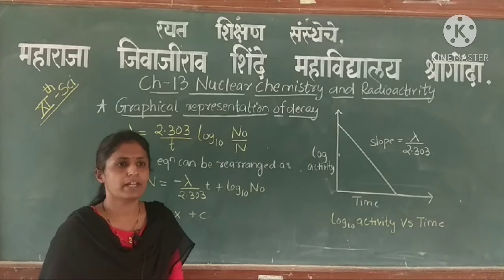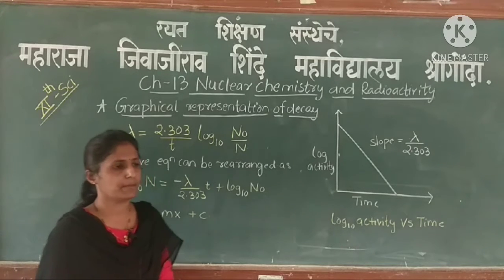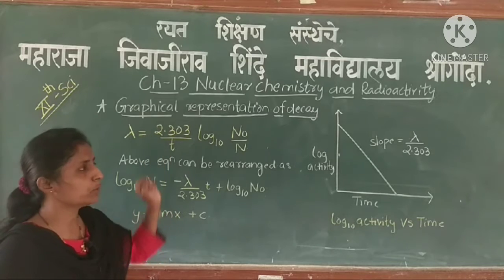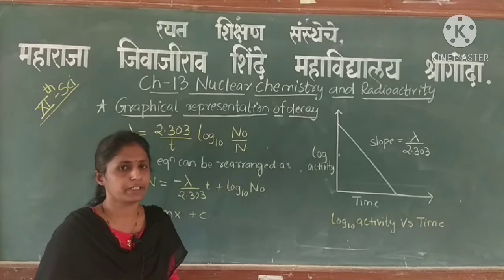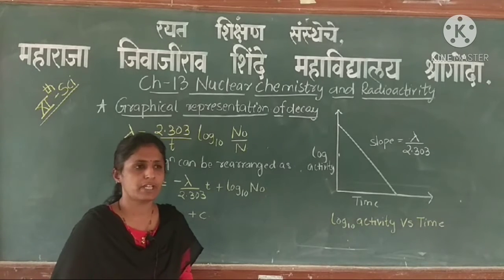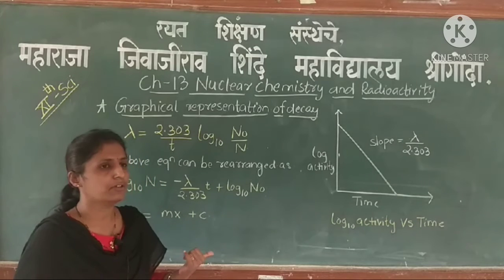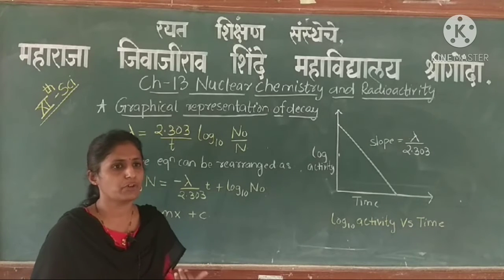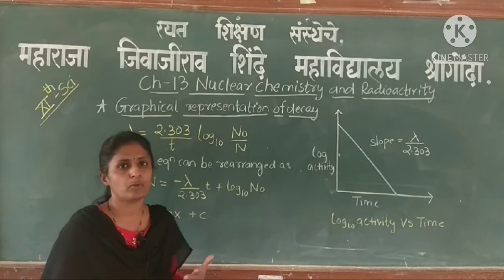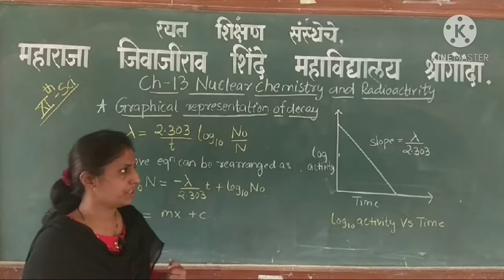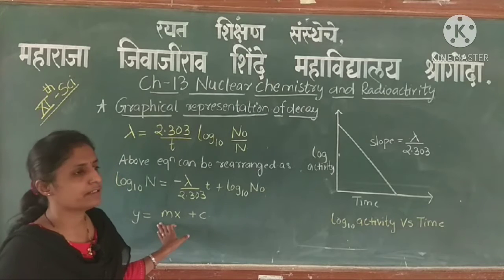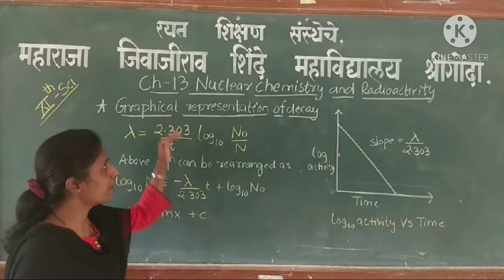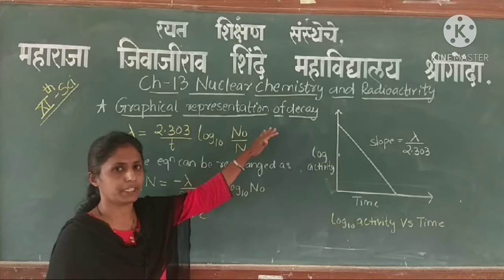Welcome students, welcome to the next lecture of 11th chemistry, chapter number 13, nuclear chemistry and radioactivity. In the previous lecture we had derived the expression for decay constant, and we had also derived the expression or the formula for half-life activity. Now in today's lecture we will study the graphical representation of decay.